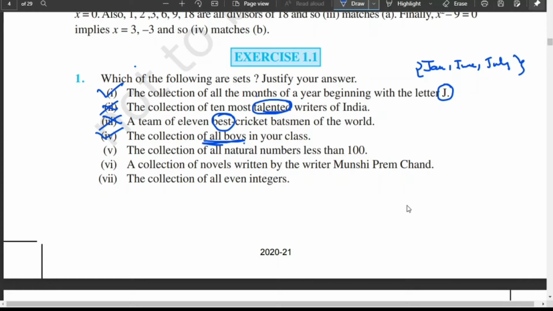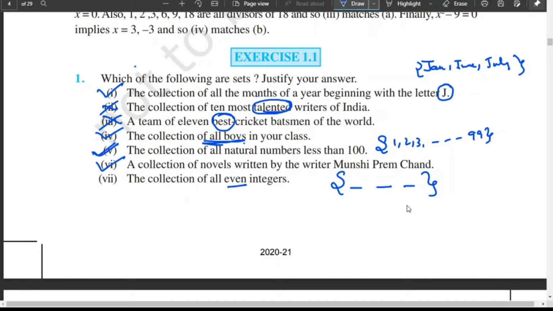The collection of all natural numbers less than 100. Yes, we can write it: 1, 2, 3, 4, up to 99. Definitely it is a set. A collection of novels written by writer Munshi Premchand. Yes, definitely. The books written by this writer can be listed in one set. Yes, it definitely can be a set.